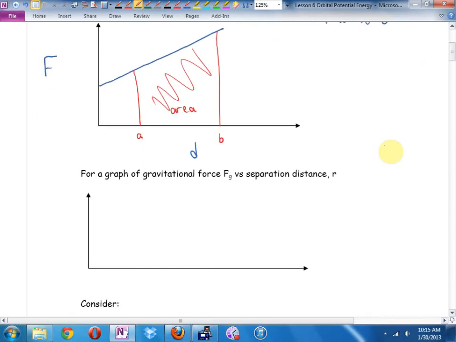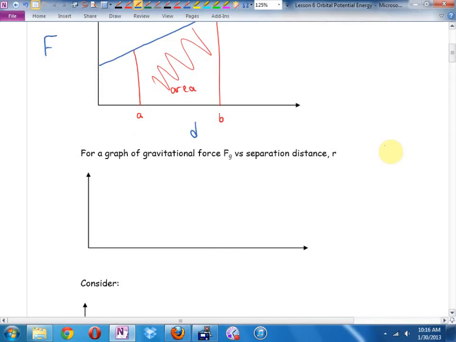For a graph of gravitational force, so I just did a generic force versus distance graph. What if I graph gravitational force versus a very specific distance, the separation distance from the center of the planet, of the black hole, of the whatever? What would that look like? Well, let's put FG on the y-axis. Let's put R on the x-axis. Who's in Math 12? Okay. Don't write this down, but for what it's worth, it's going to look an awful lot like that because force is proportional to 1 over the radius squared.